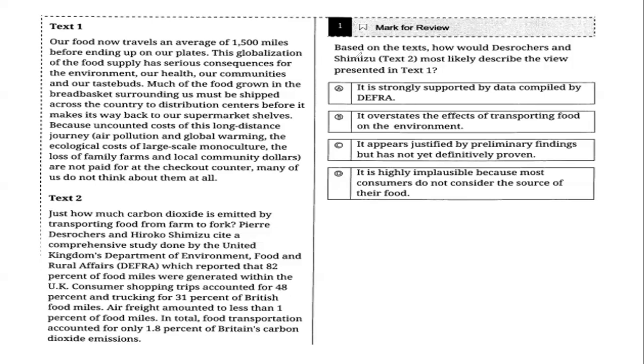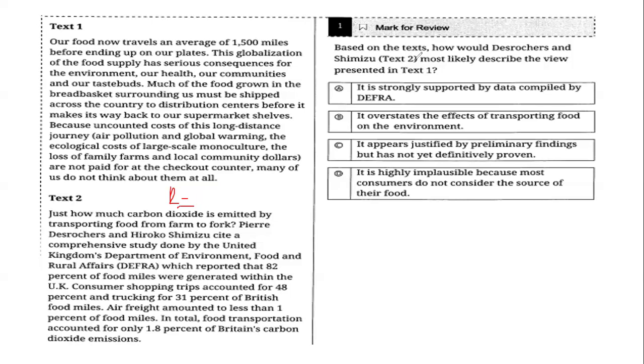Now tell me, the first passage talks about the distance, and text two says you don't need to worry much. Even over a long distance, food doesn't really harm the environment. So there is a disagreement. What relationship can you establish here? Text two is disagreeing with text one.